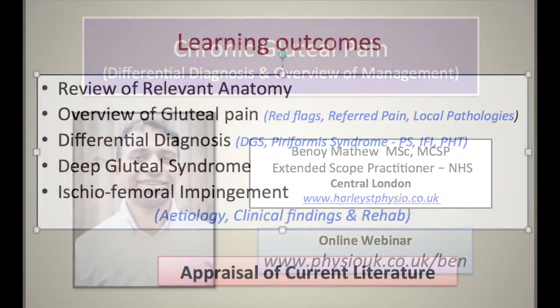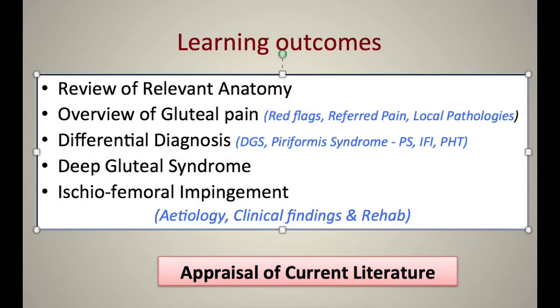We're looking into the relevant clinical anatomy, the common red flags which could be present in this region, and also referred pain from the lumbar spine or the SIJ. Most importantly, we'll be talking about local pathologies, which are deep gluteal syndrome, piriformis syndrome, and ischio-femoral impingement. We'll be looking into the etiology, clinical findings, and rehab implications, and also the current literature on managing these pathologies.